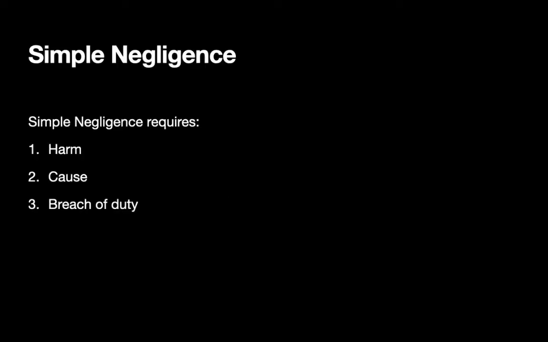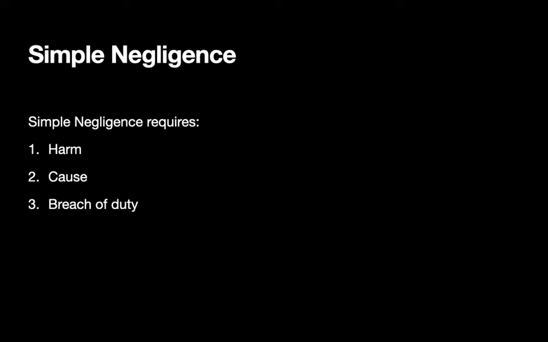However, what if for efficiency both parties must take precaution? In this video we will explore 4 liability rules that give both parties incentives to take precaution. The first rule we will look at is simple negligence. This requires the plaintiff to establish harm, cause, and breach of duty against the defendant. Recall that strict liability requires only harm and cause to be established for the defendant to be liable.